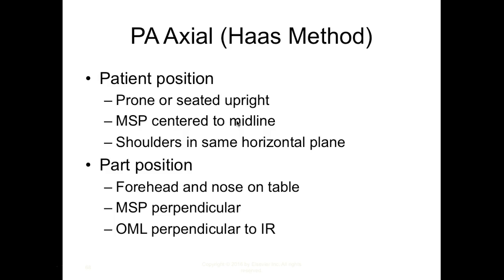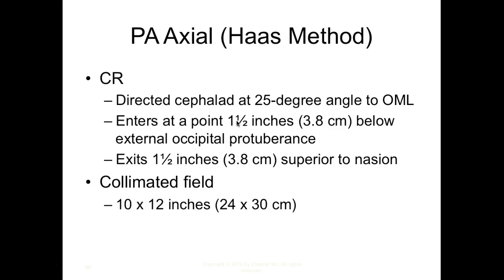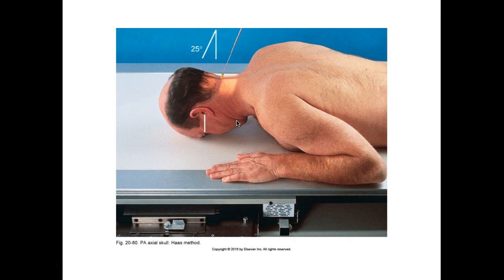Here's your PA axial, which we call the Haas method. For patient position, they're seated or upright. MSP is centered to midline, shoulders are in the same horizontal plane, and your forehead and nose are on the table, with MSP perpendicular and OML perpendicular. Your CR is directed cephalad at 25 degrees to the OML. It enters at a point 1.5 inches below the external occipital protuberance and exits 1.5 inches superior to the nasion. So what does this look like?